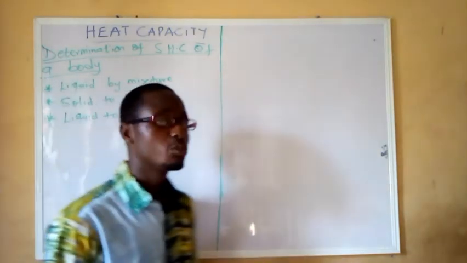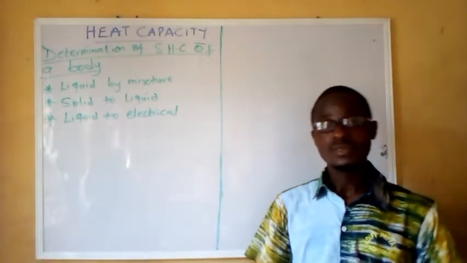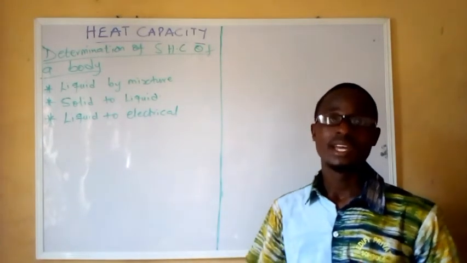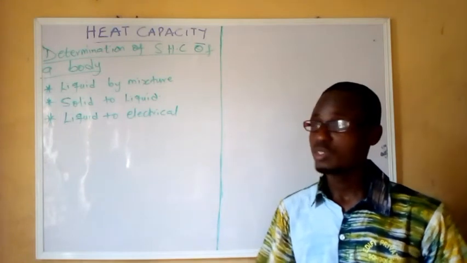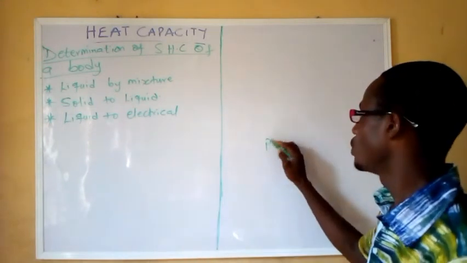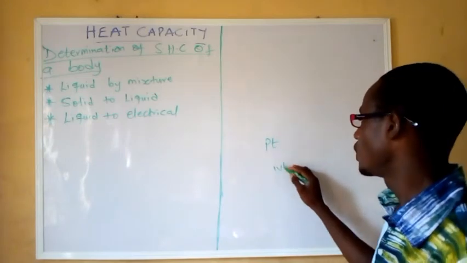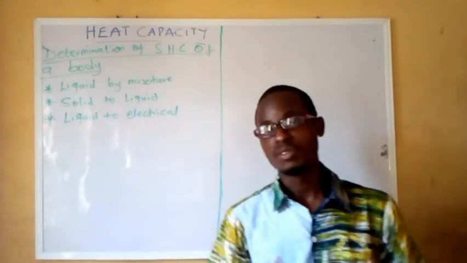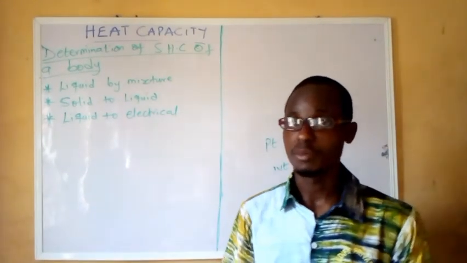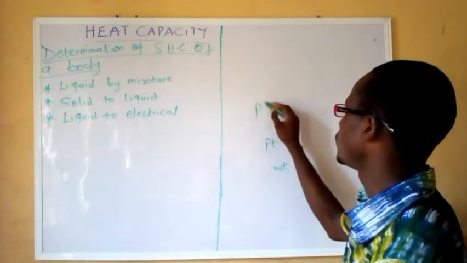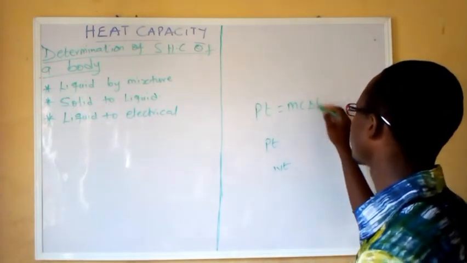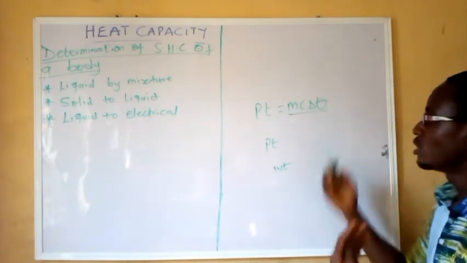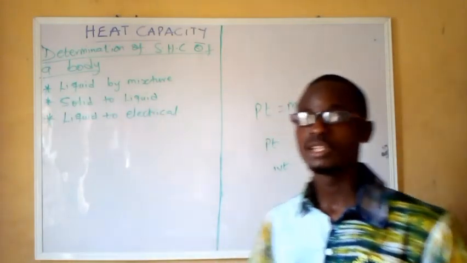So electrical method can also be used to determine the specific heat capacity, since the amount of energy dissipated by an electrical heater can be calculated using various formulas, just like PT, IVT, and so on. Then we can equate it with the quantity of heat received by the body. We are meant to determine the specific heat capacity. We are going to have a formula like PT equals MC change in theta. The quantity of heat gained by the body is equivalent to the quantity of heat lost by the electrical process.